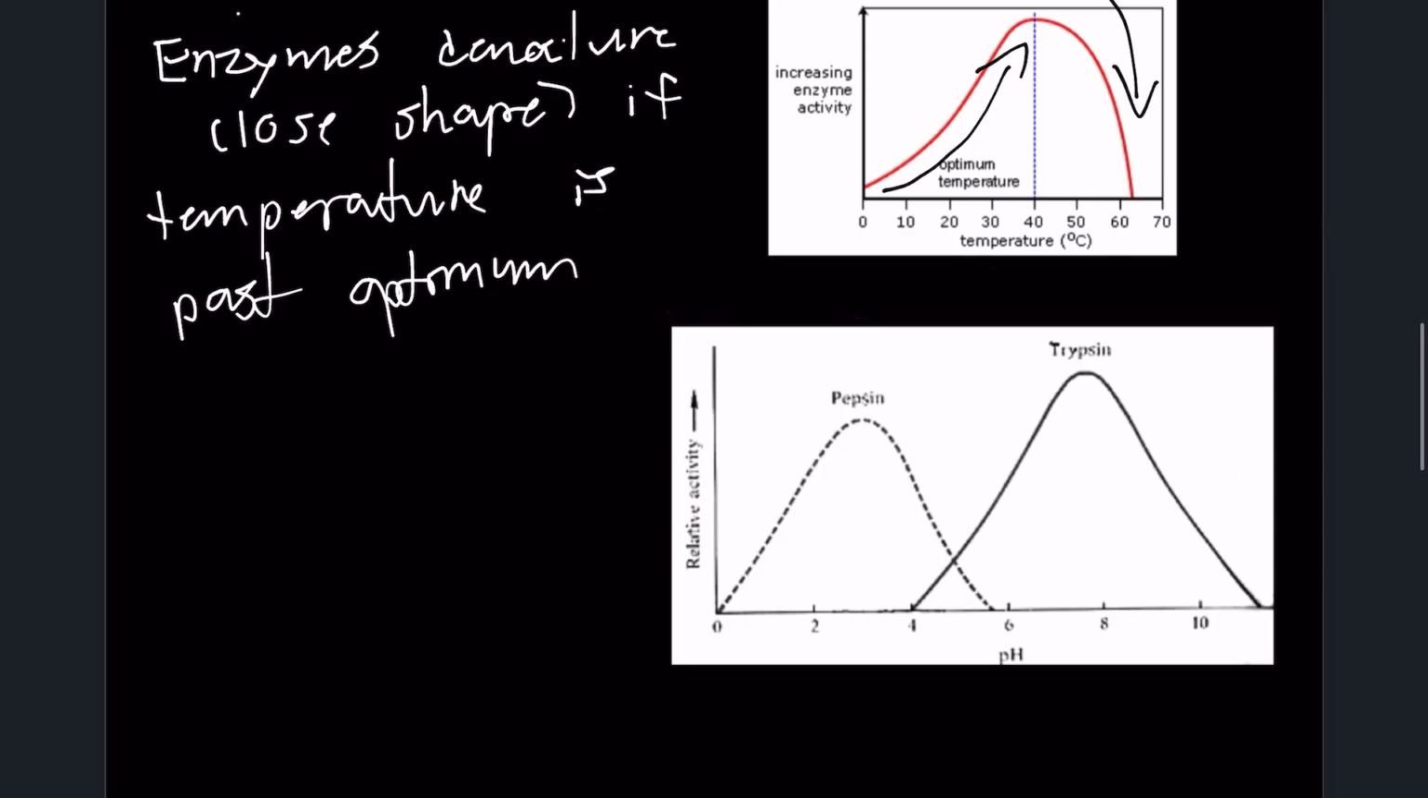And then the second thing you want to know is that there are also optimal conditions for pH. So enzymes denature if pH is too high or too low. So this is one thing that's slightly different than temperature.